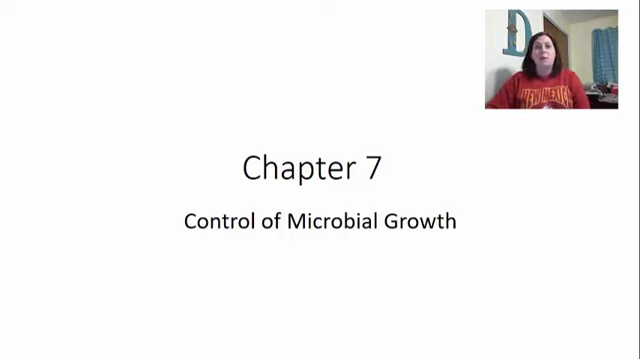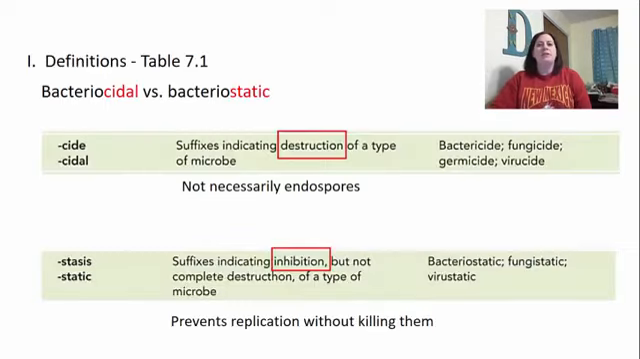Right, in chapter 7, we're going to look at the control of microbial growth. In chapter 6, we talked about the requirements of microbial growth. Now we're going to look at how we can control it. So some definitions that we need to know are bactericidal versus bacteriostatic.